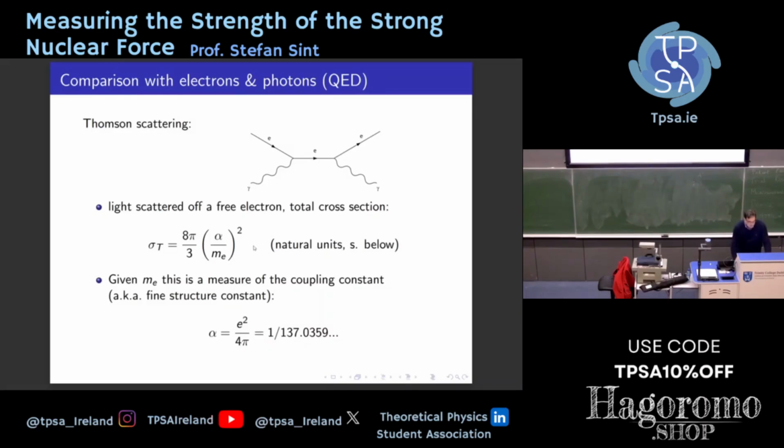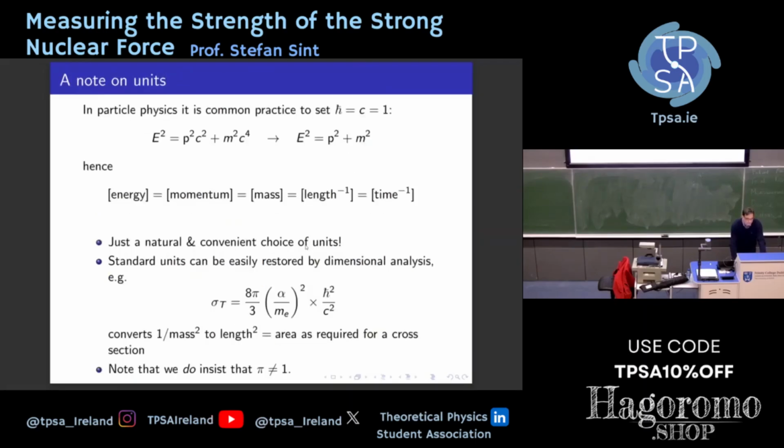This is very different in QCD. You cannot prepare a gluon incident on some free quark. And what does it even mean to talk about the strength of the coupling, or even the mass, of a particle that never exists as a free particle, unlike the electron? Those are the problems that we have to solve, and that I was alluding to by the title, Measuring the Strength of the Nuclear Force. Okay, I have used natural units in this formula.